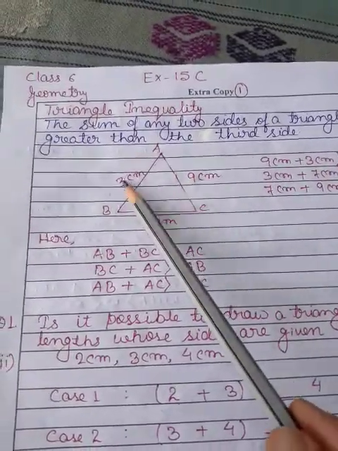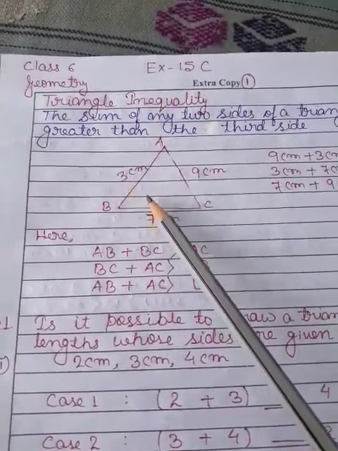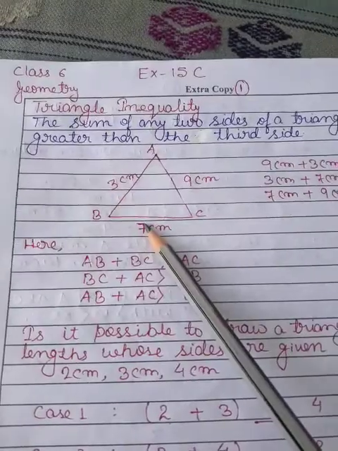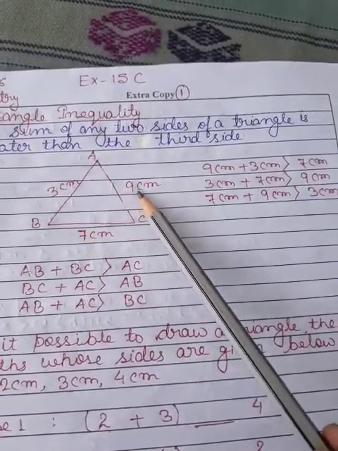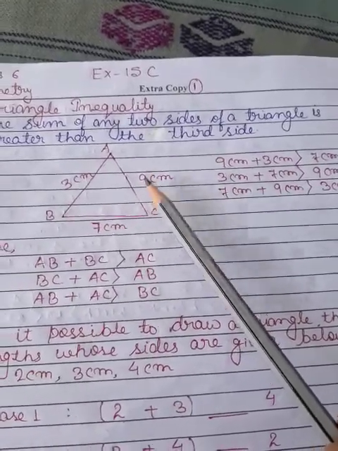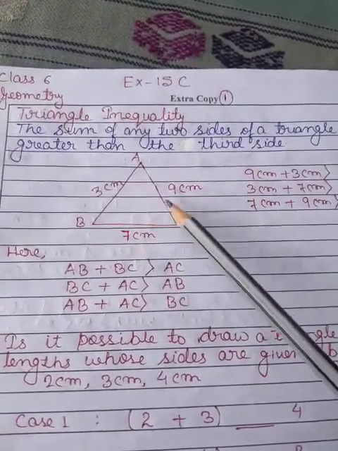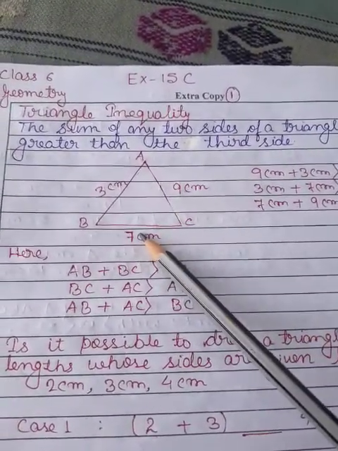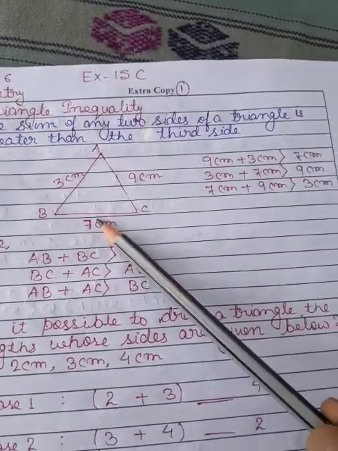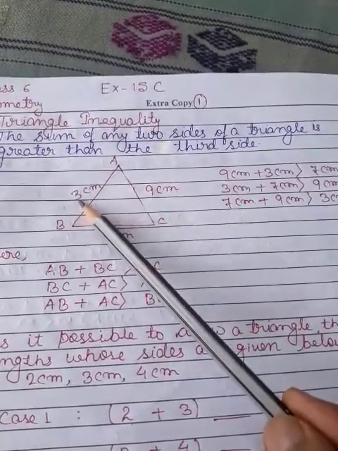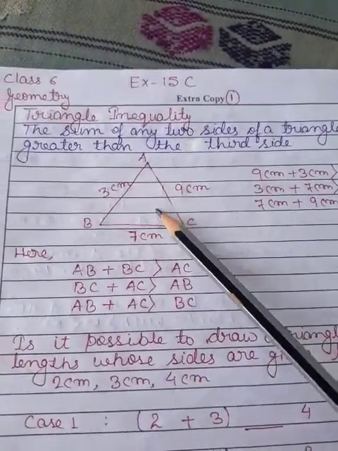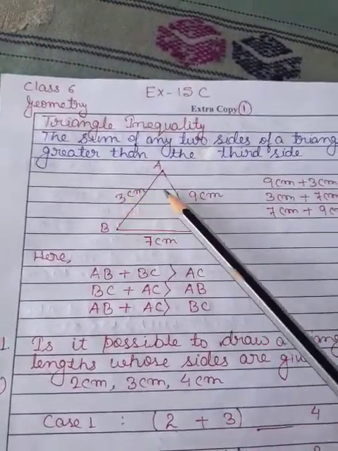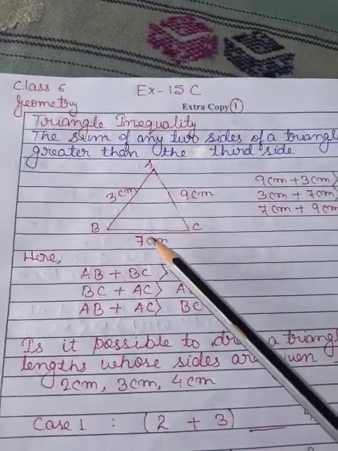Once again, if you add these two, 3 plus 7, how much? 3 plus 7 is 10, and 10 is more than 9 cm. Now once again, 9 plus 7 is how much? 16, and 16 is more than 3 cm. So in any case, if you add any two sides of a triangle, it will be more than the third side.